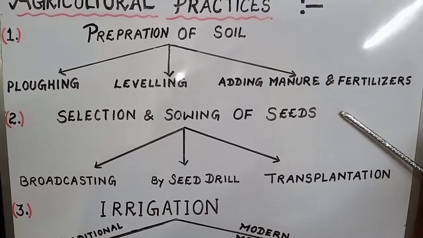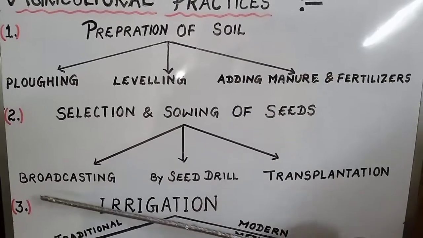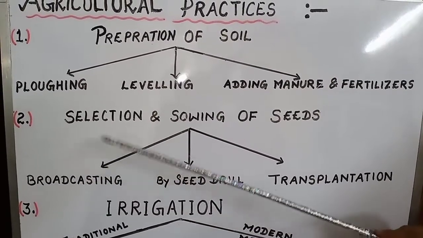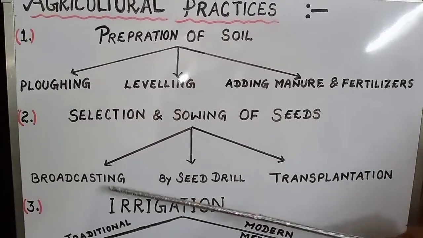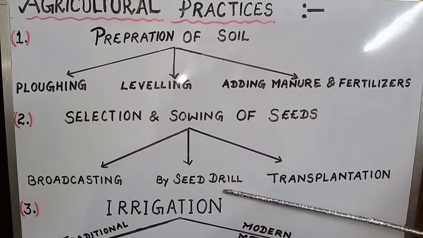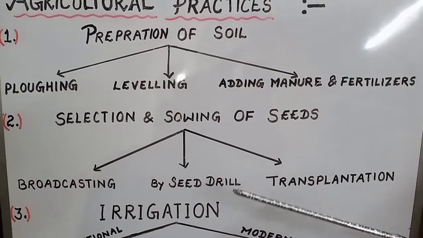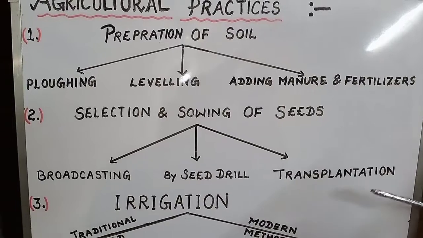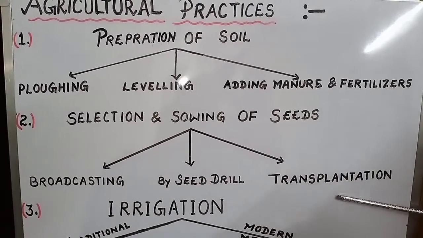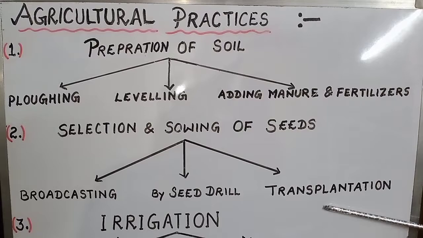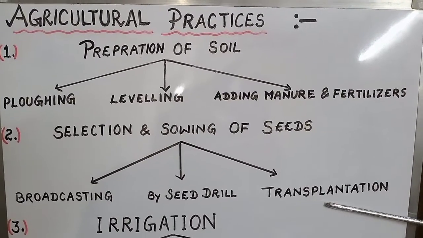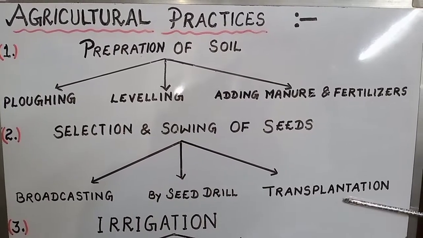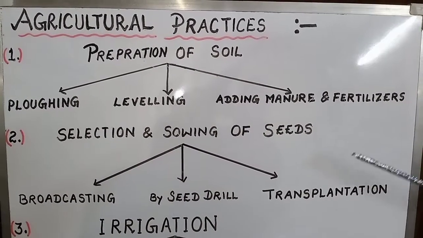We have three methods of sowing of seeds. The first is broadcasting. In this method, scattering of seed is done by hand or by using a mechanical broadcaster. The second method is by using seed drills for uniform distribution, and it also saves time and labor. The third is transplantation. This method is used for those plants which cannot be sown directly into the field, like rice crop. These seeds are first grown in the nursery till the seedling stage and then transplanted into the main field.